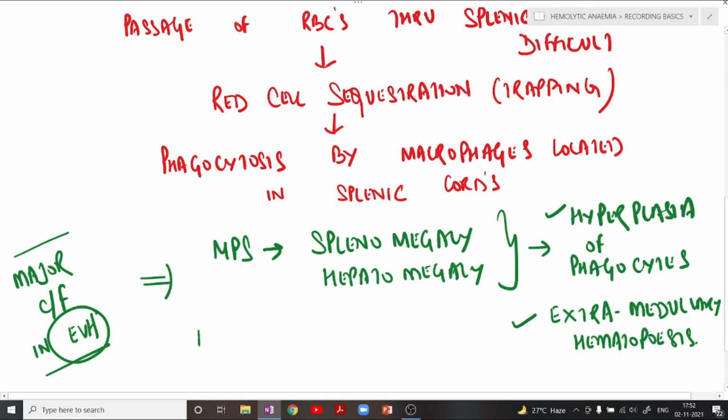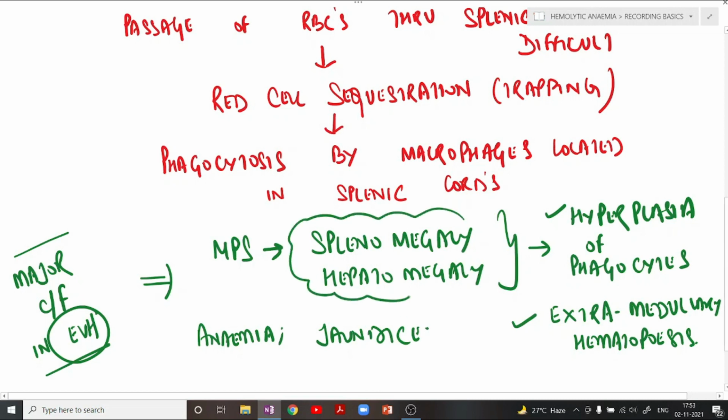Then there will be other features of anemia. Now this is not a very exclusive feature. It is there in IVH also. So anemia, jaundice and other features will be there. But the most important and exclusive feature is hepatosplenomegaly, which is seen classically in extravascular hemolysis.